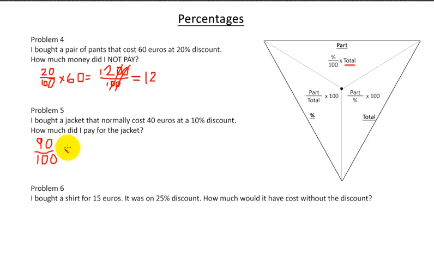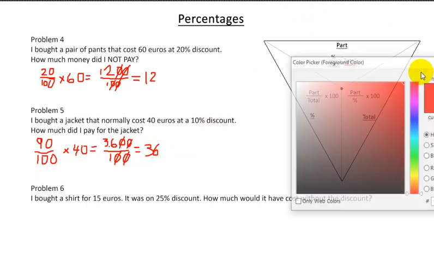90 over 100 times 40. 90 times 40 would make 3,600, over 100. Crossing out the zeros, I get 36, which means I paid 36 euros.